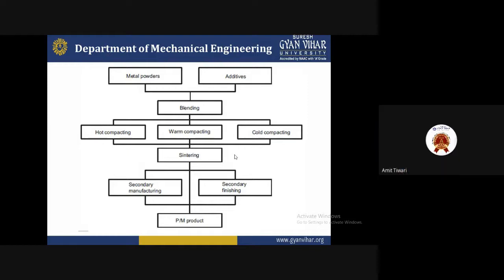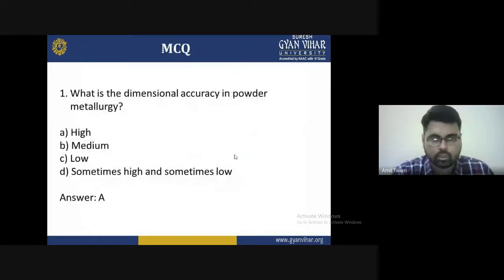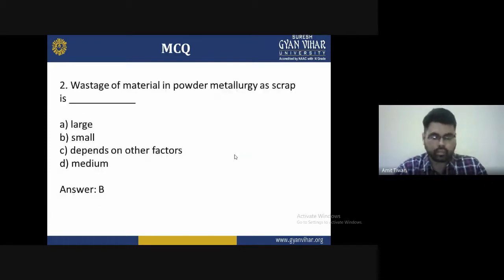Okay, so I think we asked some multiple choice questions based on the powder metal system, which is the dimension accuracy in powder metallurgy. Options are that is A, it is higher than the another. Second is the wastage of waste material in powder metallurgy as scrap.